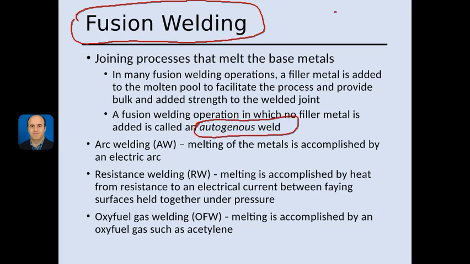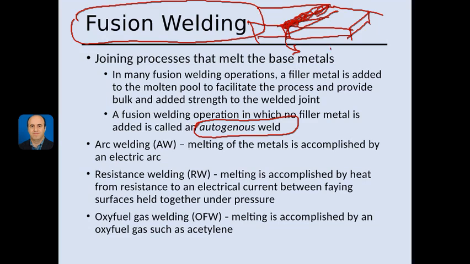Okay, so we have, for example, two plates. Here we want to weld them, and we don't need any filler material. Because the two surfaces are close to each other, they can be joined together if we provide enough heat to melt these two base metals, right? And this configuration is called a butt weld.